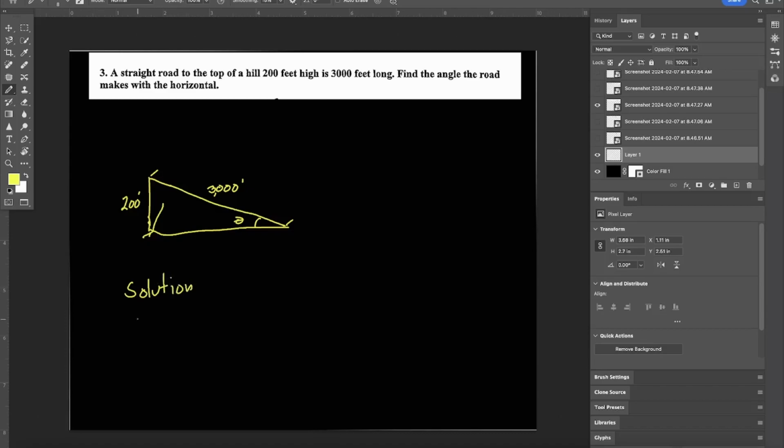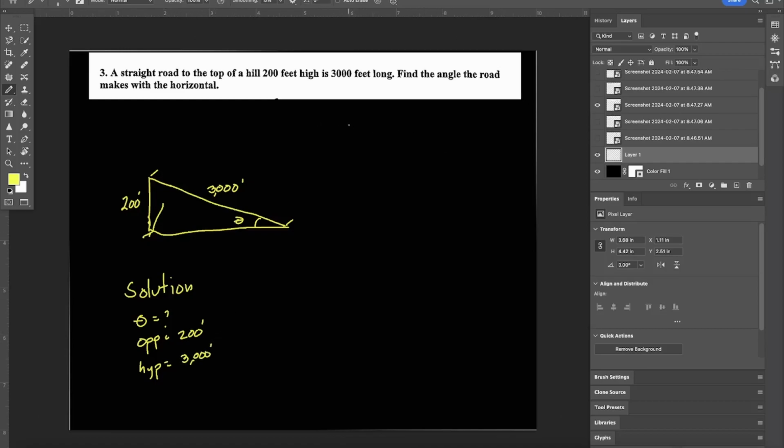So the solution for this, let's take a look at our given. This is our angle in consideration. So we're being asked for the angle. Let's call that angle theta. The opposite side is about 200 feet. Our hypotenuse is 3,000 feet.